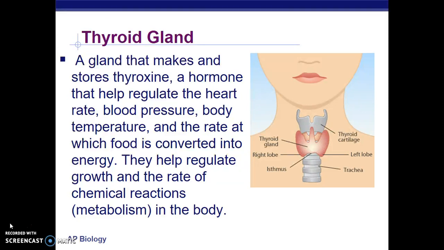So the thyroid is located in your neck. Okay? And it makes and stores a hormone known as thyroxine. Okay? And the hormone does many things. You can see all the things it regulates here. The main one that we're going to talk about is how it regulates metabolism. That's the main thing it regulates, or how fast the chemical reactions of your body occur. So basically how fast respiration and digestion occur in your body. And that's regulated by thyroxine, which is produced by the thyroid gland, which is located in your neck.